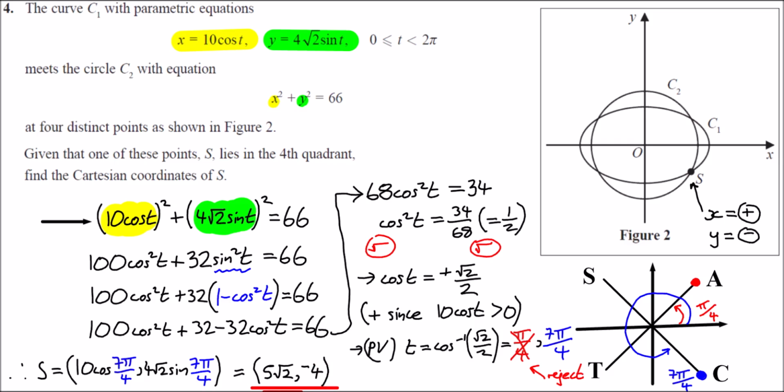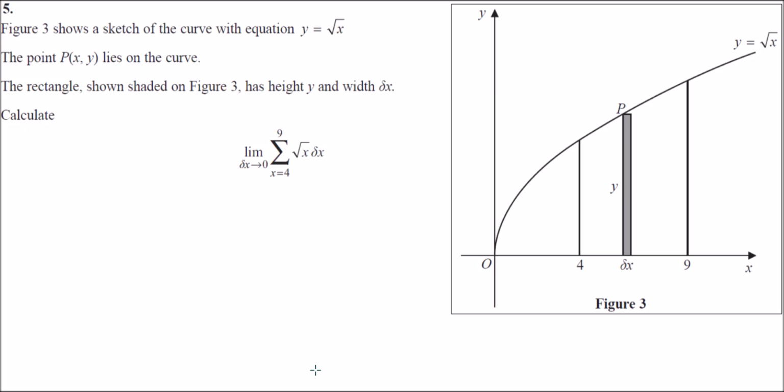So onwards and upwards, let's have a look at the next one, question 5. We've got a figure here, the equation y equals square root of x. Point P, x and y is defined on the curve here. And the rectangle, this very thin strip shown shaded, has height y and width delta x. So we need to calculate the limit as delta x shrinks towards 0, from x being 4 up to 9, of the sum of all these y values, root x, multiplied by these tiny delta x's.